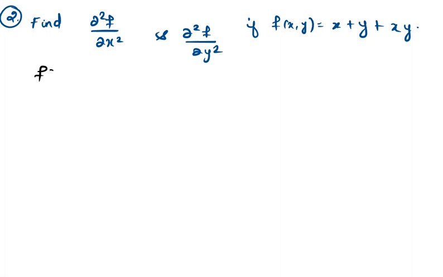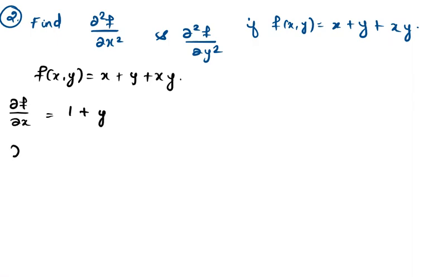So first let us write the function here. F of xy is equal to x plus y plus xy. So first let us find the dou f by dou x. So partially differentiating f with respect to x, it will become 1 plus, and in this value, y will become 0, and xy, if we differentiate with respect to x, the value will become y.